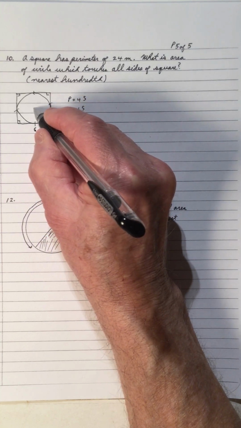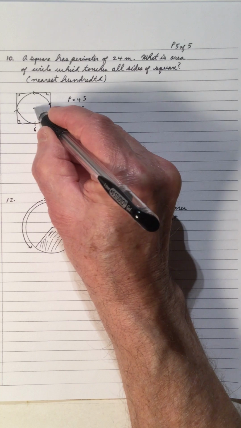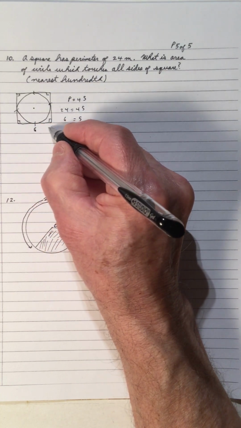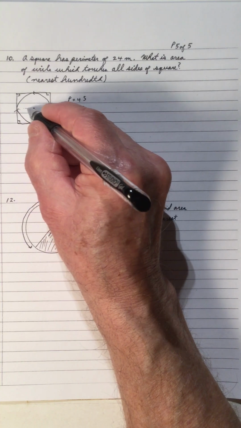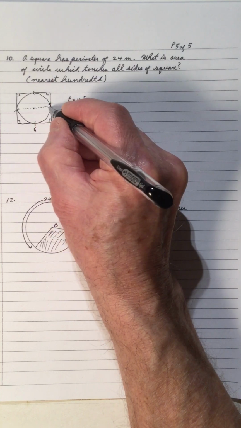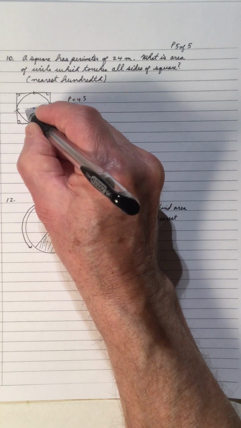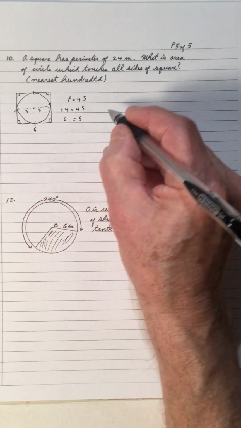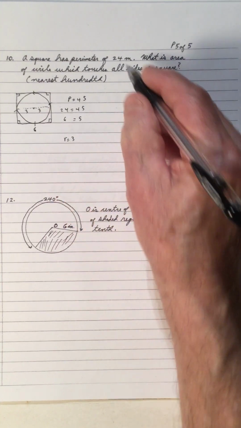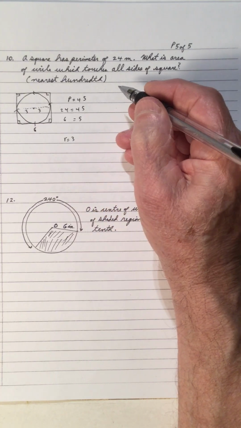If you take the center of the circle, which is also the center of the square, and this is 6 long, right through here, then from the center to here must be 3. So that means the radius of the circle is 3. And we have meters, so 3 meters.